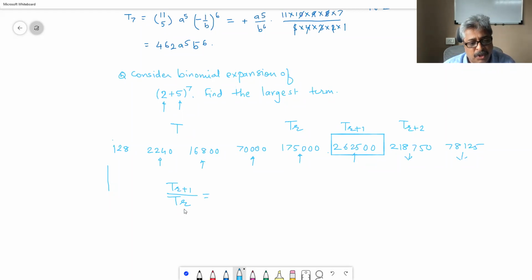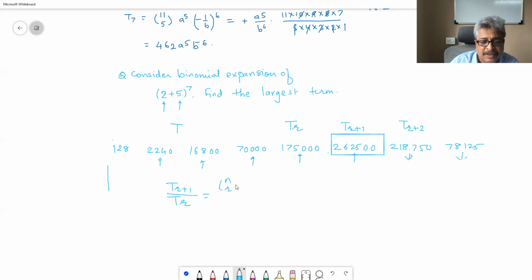If the ratio T(r+1) upon T(r) is less than 1, as will happen here, where 218750 upon 262500 is less than 1, that means the term is smaller than the previous, and hence we will be able to catch hold of the term number, and hence r. What is our term number r plus 1 in our problem? Let us do it in general.